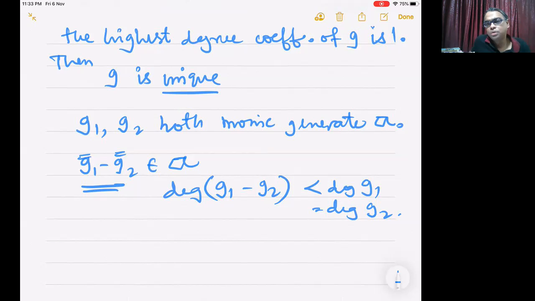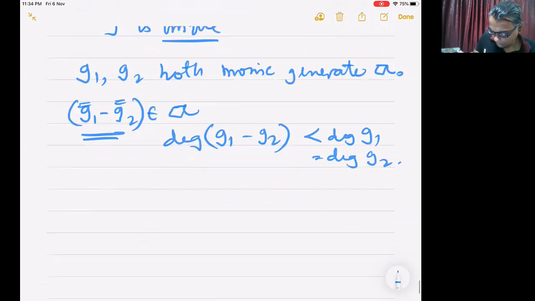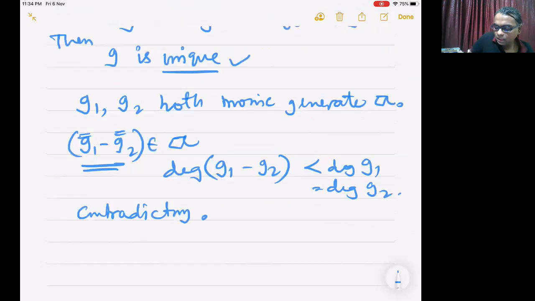So here is a contradiction. I have a strictly lesser degree polynomial, namely G1 minus G2, which is also in the ideal. So this is contradictory, once again, to the same fact that the degree is least. Therefore, what follows is that when I assume that this guy is monic, then it becomes unique, right?